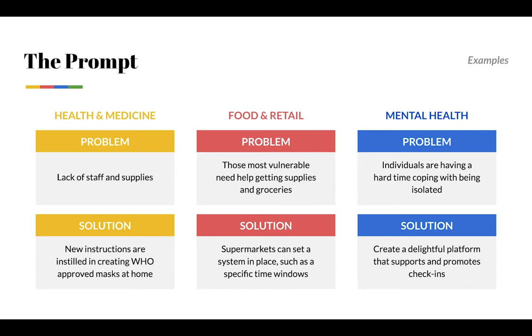Another problem is mental health. And so the mental health example is, if individuals are having a hard time coping or being isolated, a lot of times depression comes up when we are in this type of isolated mode. One solution would be to create a platform that supports and promotes check-ins, or even, to give you guys an example, I traditionally work out of a WeWork, and the WeWork was hosting a remote coffee hour. And so having this type of interaction is sometimes really helpful, especially if someone might be in a fragile state for whatever it may be.